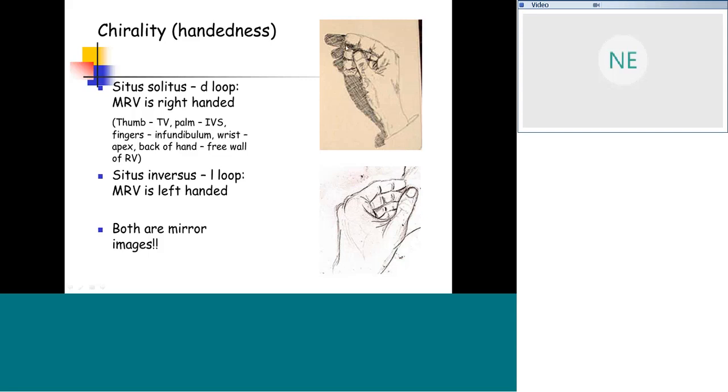Whereas what happens in situs inversus? The situs inversus with L-looped ventricles, the morphological right ventricle is left-handed. This is an important understanding. This is called rule of handedness, where if it is situs inversus with L-looped, you put your left hand and understand how the morphological right ventricle is situated. And both are mirror images. This is for SD and this is for IL. I stands for inversus and L stands for L-looped ventricles.